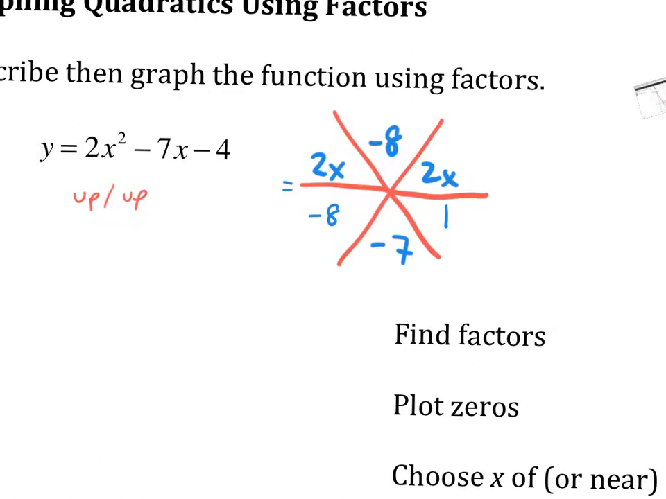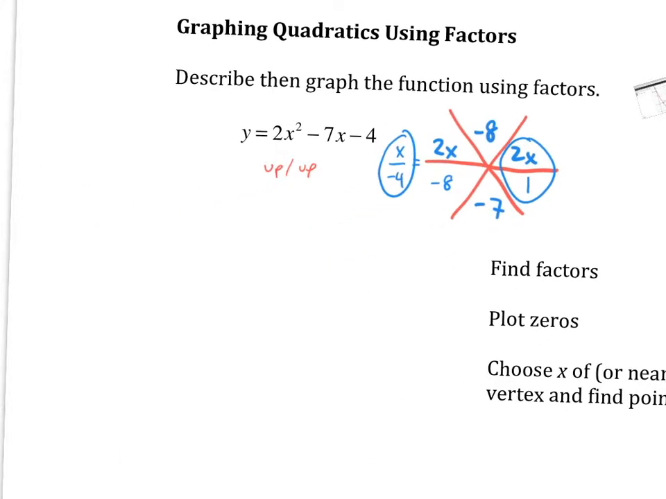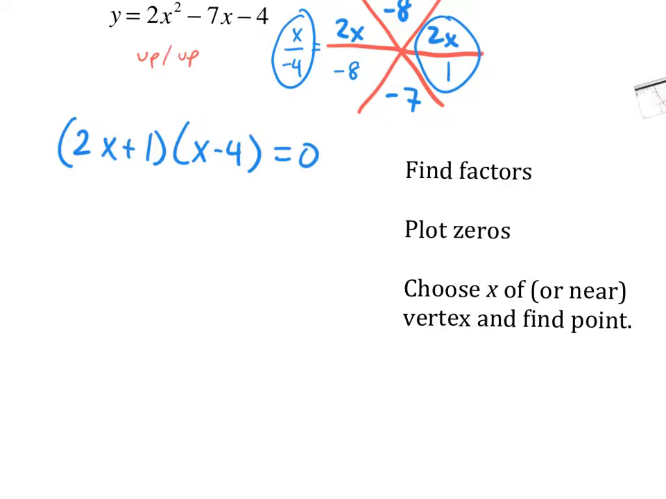Good. And this one reduces here to be x over -4. So here's a factor, x minus 4, and 2x plus 1. So I found the factors, 2x plus 1 and x minus 4, equals 0. So those are my factors. Now I'm going to solve each one using the zero product property. And I get negative 1/2, and x is 4.